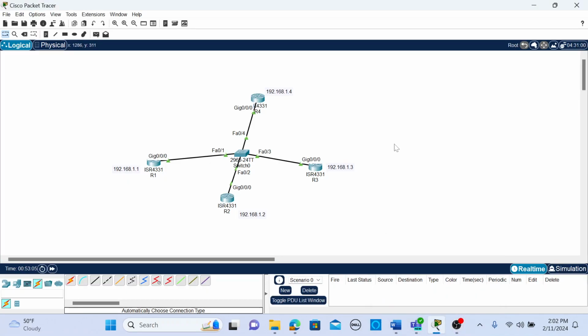So today I came with another topic that talks about how we select DR and BDR in an OSPF network. Before I talk about DR BDR election in an OSPF network, I'll talk about a few details about OSPF.